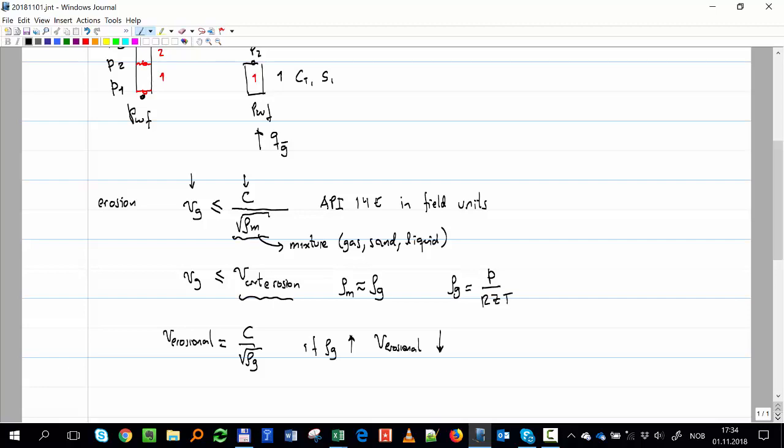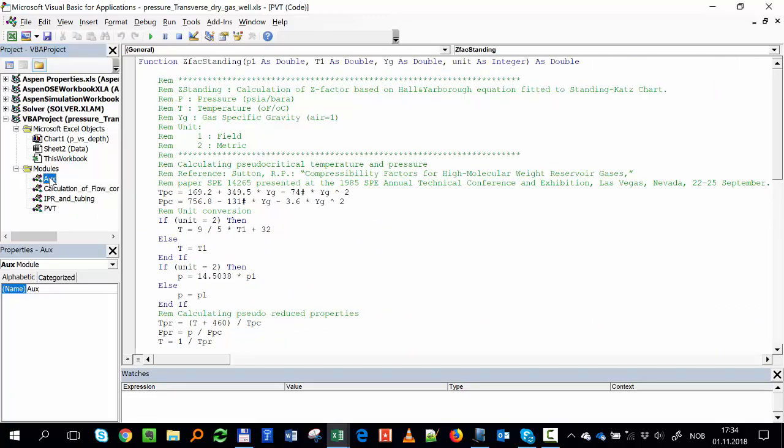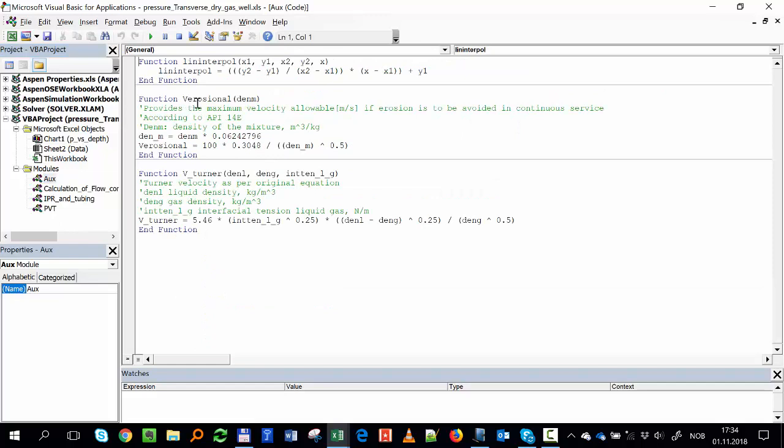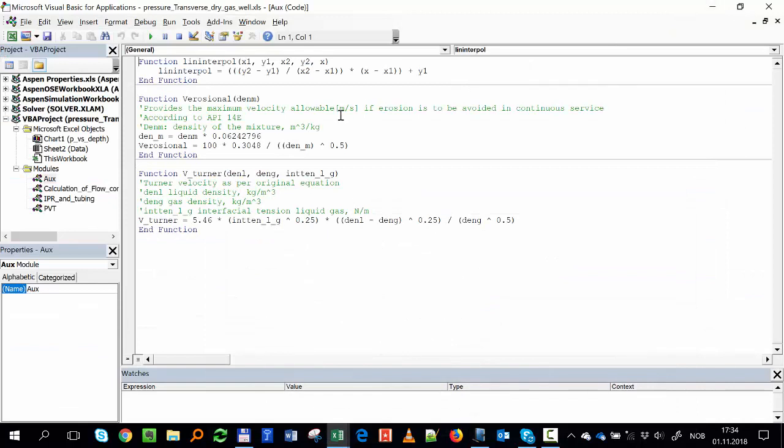Let's calculate it. If you go to Alt F11, I think it's here in auxiliaries. You see the erosional velocity depends only on the density of the mixture. It's exactly that expression that I showed you here. I changed the units because the equation is supposed to be used in field units, and here I'm using a factor of 100, which is conservative. I could have used 120. That will give me meters per second.